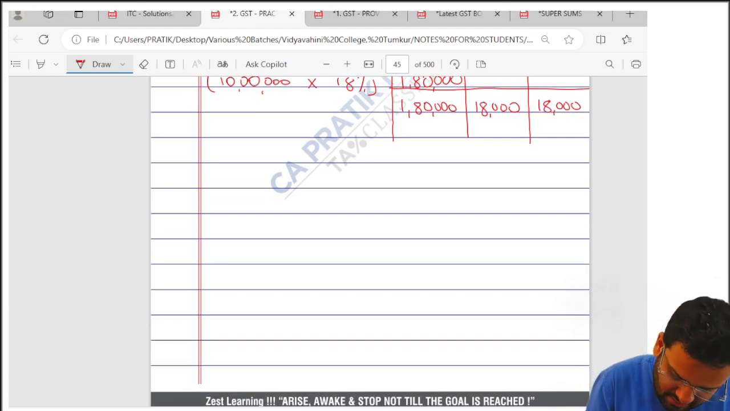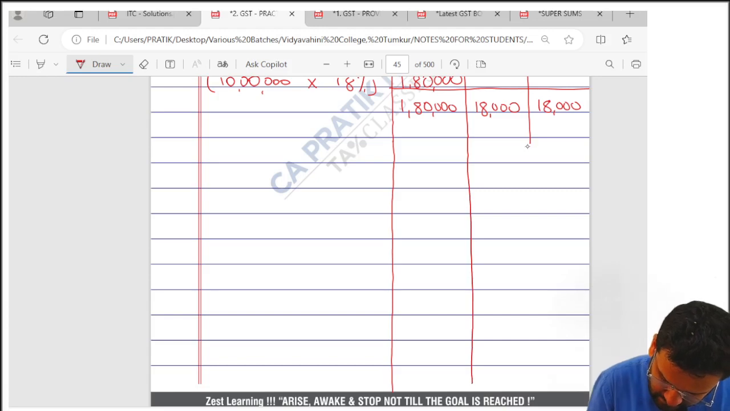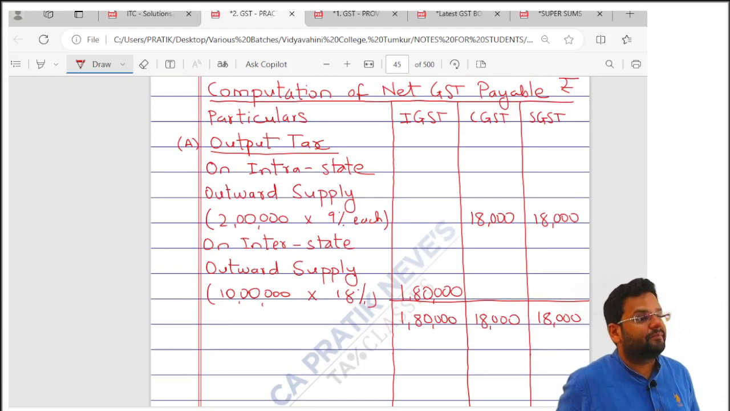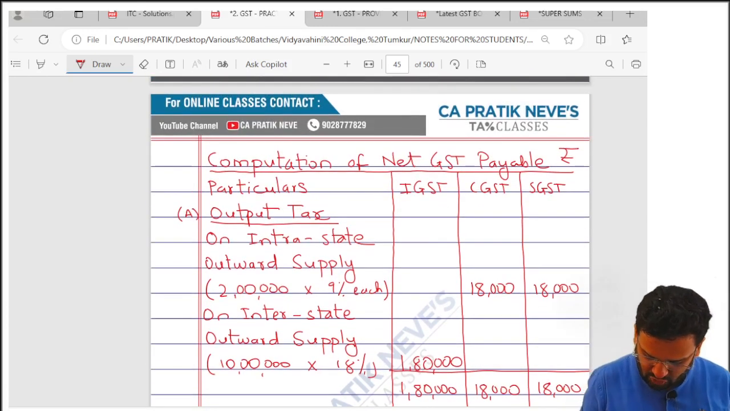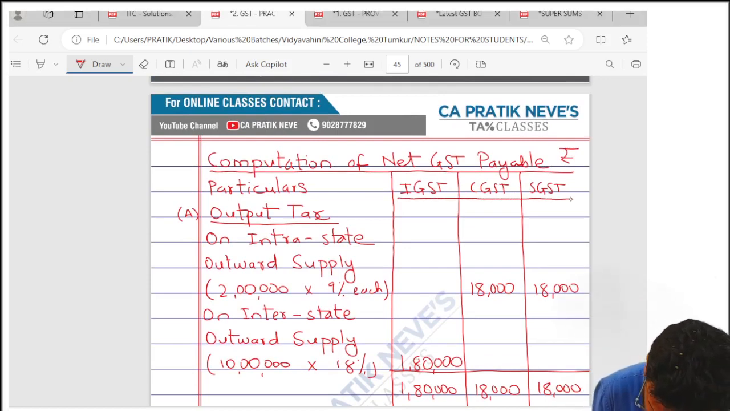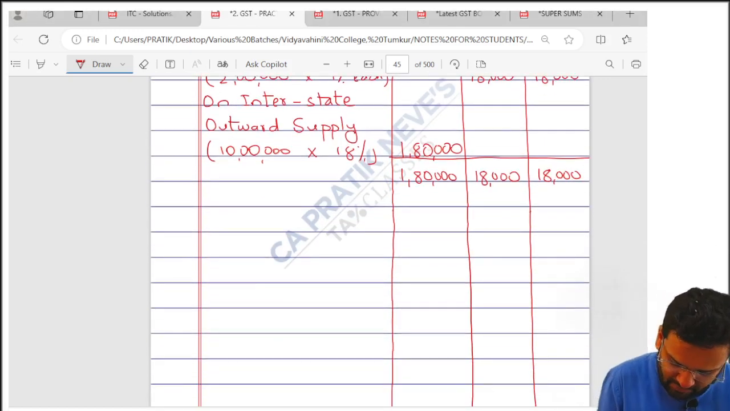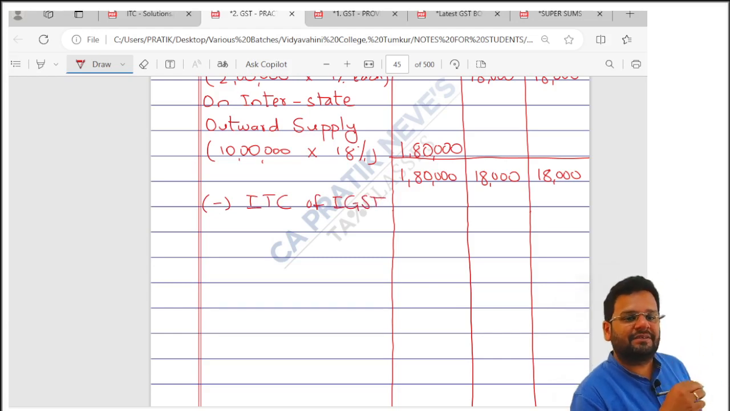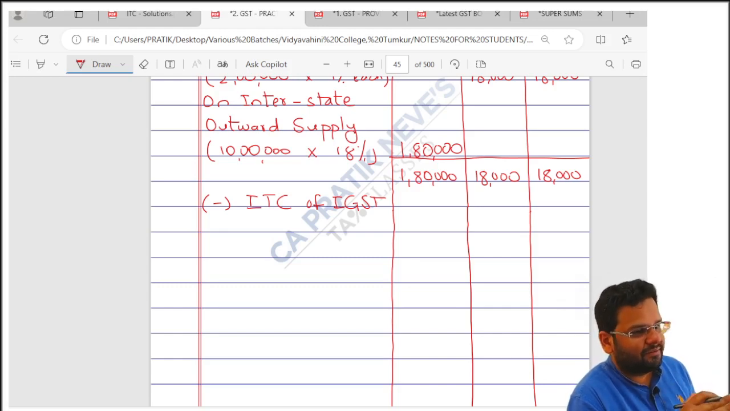Now what starts? Utilization starts. So have you all reached till 1 lakh 80,000, 18,000 and 18,000? Sure. Fine. So go ahead. Less ITC of IGST. What is the ITC of IGST? 5,000. I think 5,000 will get utilized immediately.